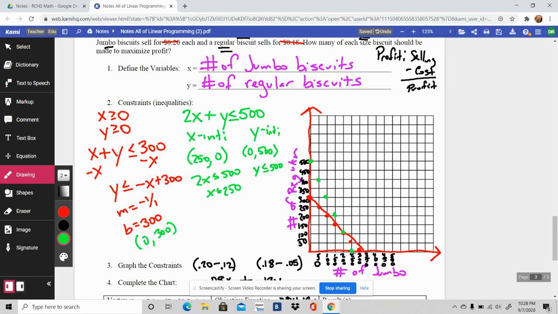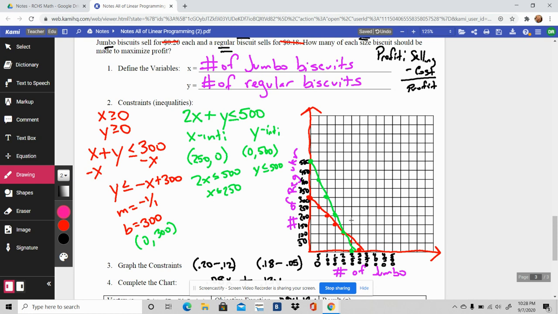It puts me on the x-axis at 250, which is what I had said my x-intercept was before. Once again, I'm going to connect these with a solid line because, again, it was less than or equal to. Now comes kind of a tricky part, and the more precise you are with drawing your inequalities, the better. Mine are a little shaky because I'm doing it on the computer. We need to find that feasible region.